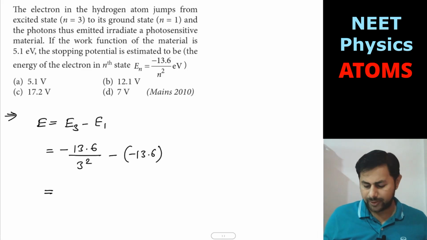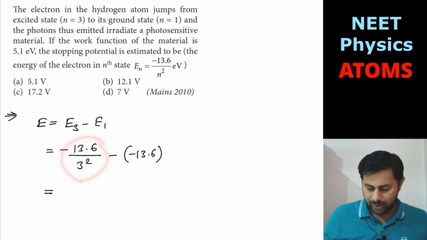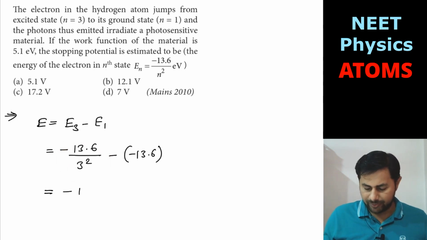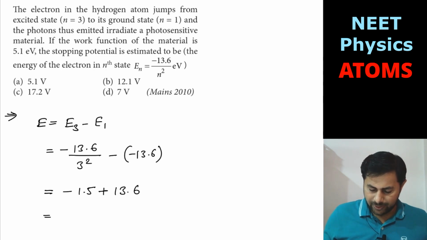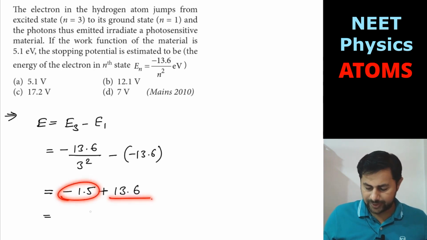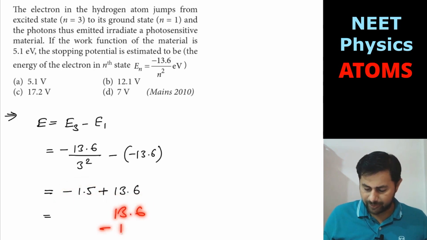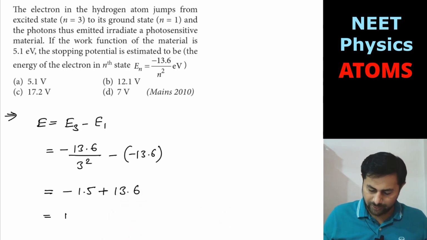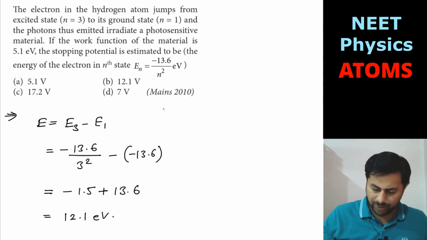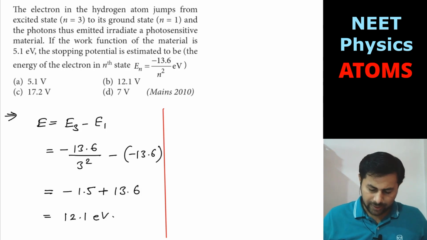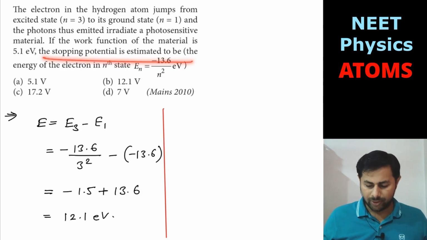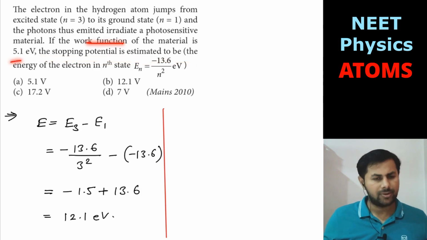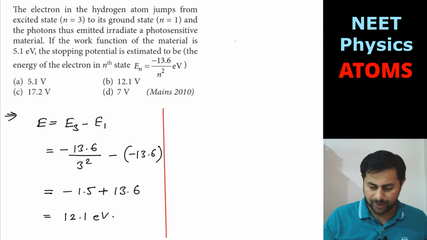So the energy of the third orbit is minus 1.5 electron volts, then you have plus 13.6. So minus 1.5 plus 13.6 is what? 13.6 minus 1.5 is 12.1. Okay, 12.1 electron volts. So you got the energy of the emitted photon. Then you want to find out the stopping potential. The work function is given, you want to find out the stopping potential. So this is simple.